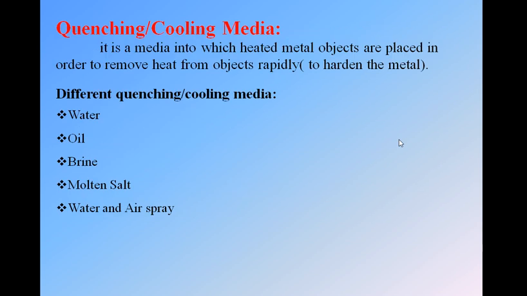Next we will have quenching and cooling media. It is a media into which heated metal objects are placed in order to remove the heat from the objects. It means it is a media in which we can cool the heated material in the hardening process. In total we have 5 medias, that is water, oil, brine, molten salt, and water and air spray. Water in general, as we know, we can cool with. Oil has some viscosity. Brine is nothing but a solution.